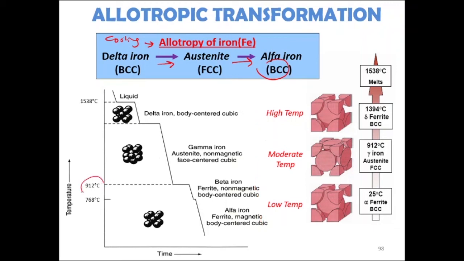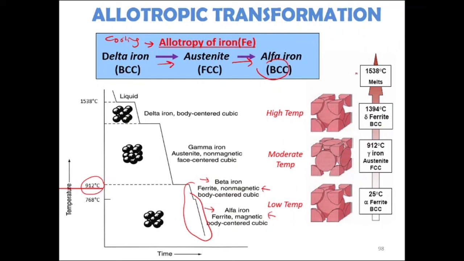Below 912 degrees Celsius, the ferrite is formed as beta iron or ferrite. We call it beta because it forms a non-magnetic BCC. Later on, it forms alpha iron or ferrite. We call it alpha. It is magnetic BCC. But usually below 912, we only use the term alpha iron or ferrite.